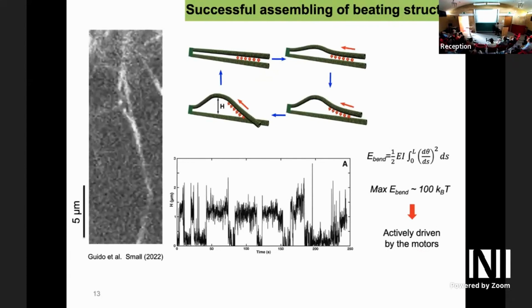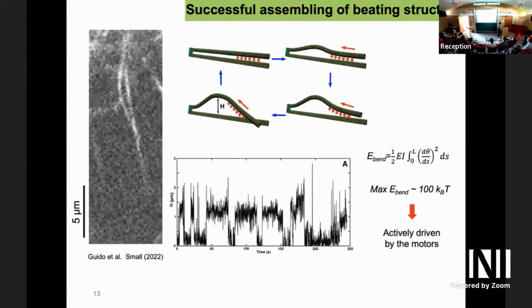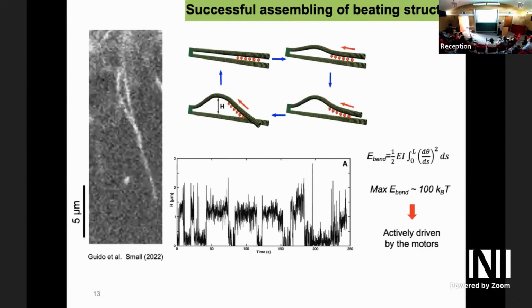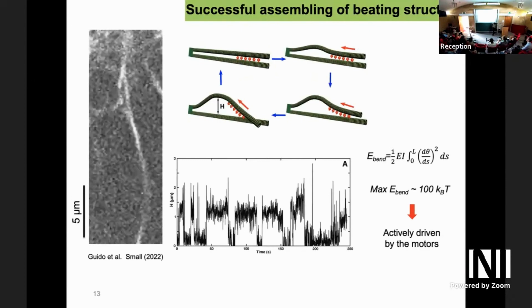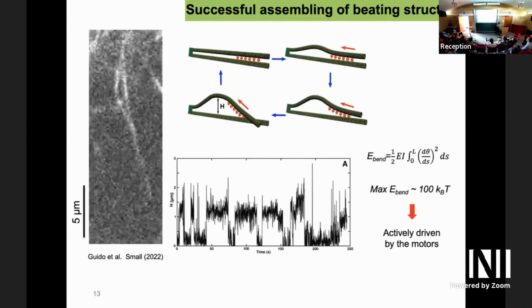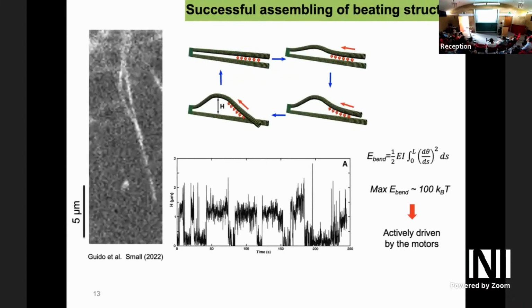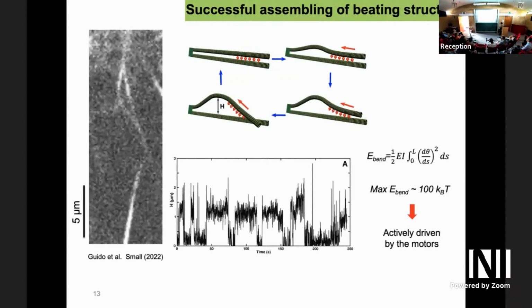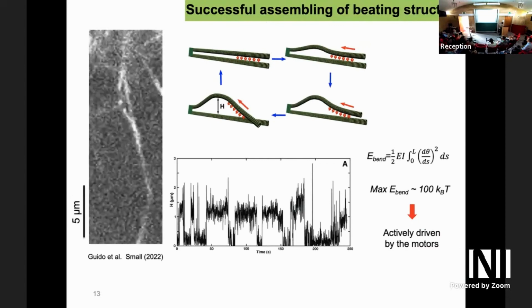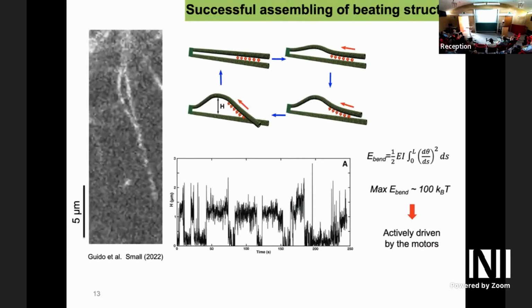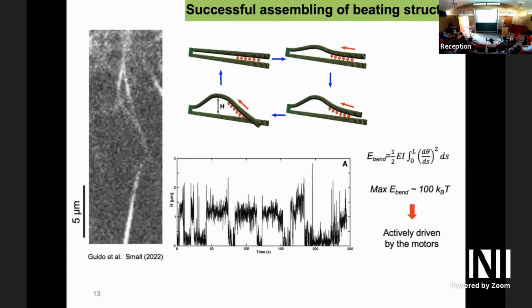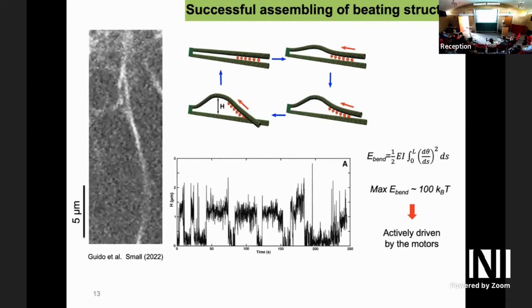Yeah, what I was saying, yes, the transition, the collaboration of the motors. And then, by considering this buckling, we could have a rough idea of the bending energy that gives a hint about the fact that the structure is driven by the activity of the motors.